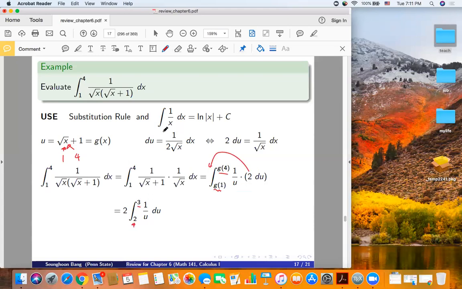Next, this rule: 2 times ln of the absolute value of u. You plug in 3 and 2: 2 times ln of 3 minus 2 times ln of 2. You can change it to the power form: ln of 3 squared minus ln of 2 squared, which is ln of 9 minus ln of 4. You can change it to only one ln: ln of 9 over 4.